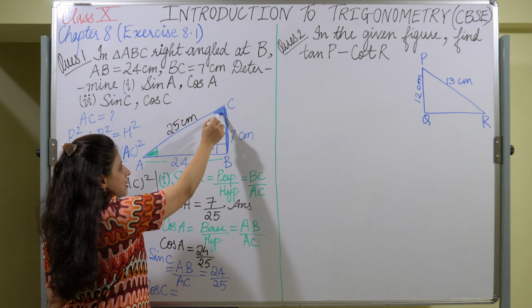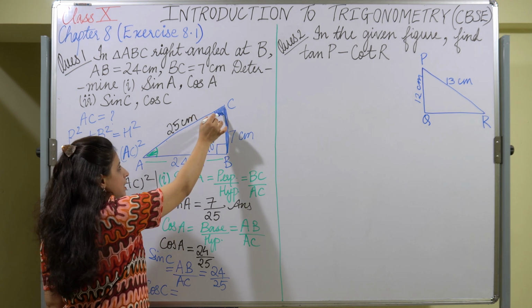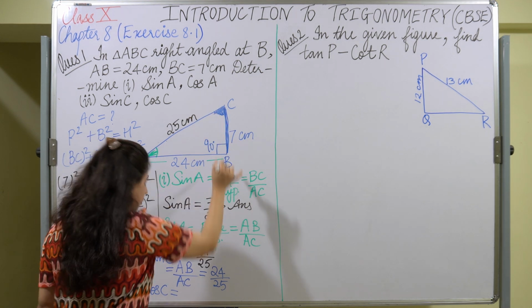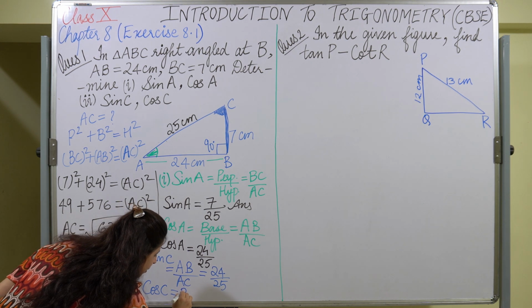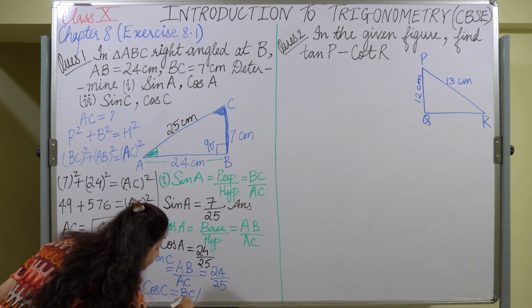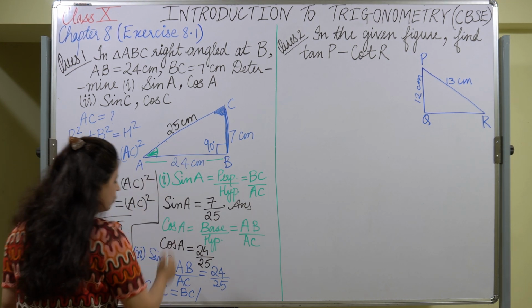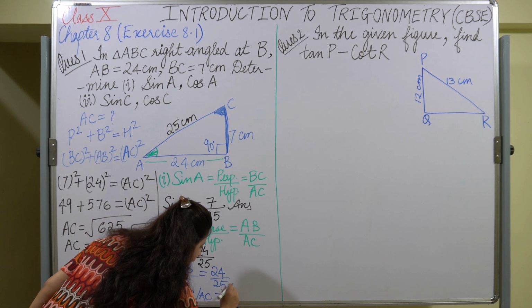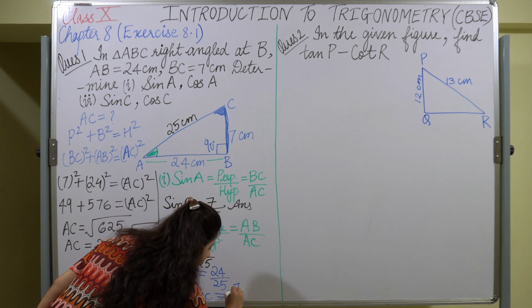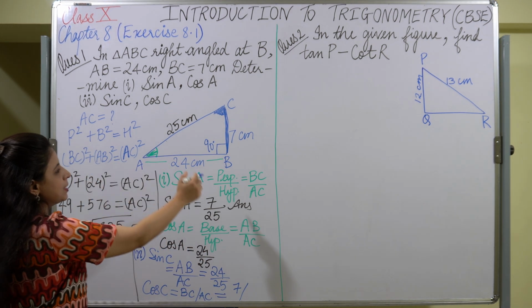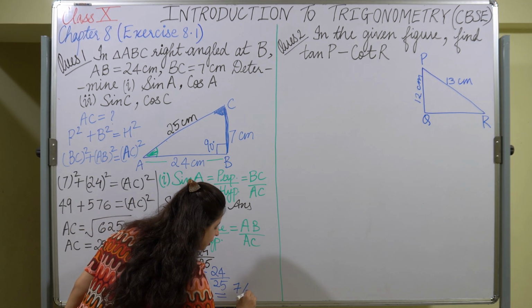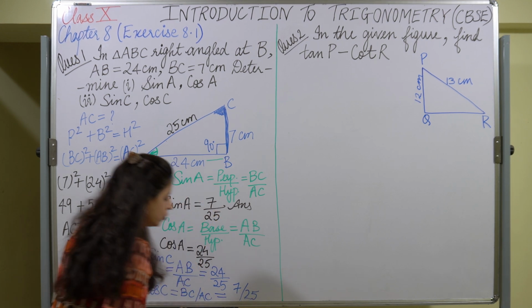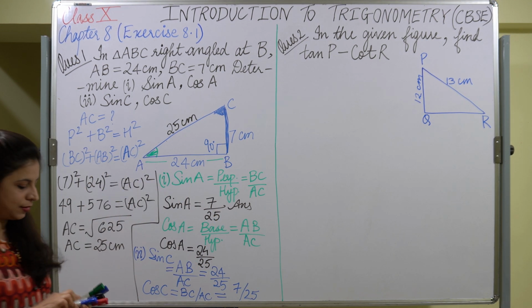So for sin C, for the angle C, the base will be BC and the hypotenuse will be AC. Here my answer will be 7 upon 25, because BC is given to us as 7 upon 25. So these are my answers.